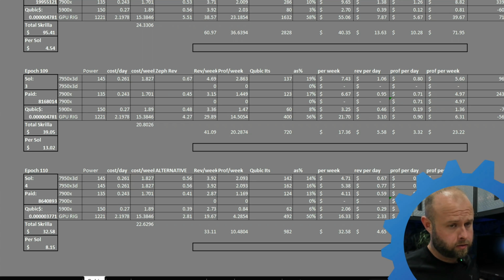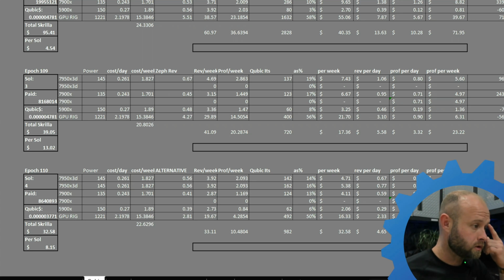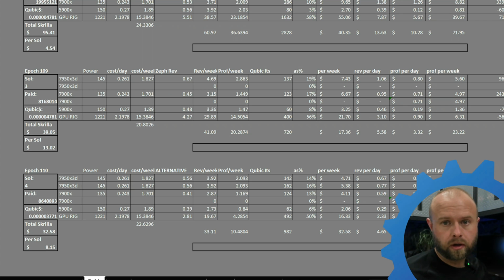If you're unfamiliar, Qubic is a CPU, GPU mineable coin, mainly CPUs, and you only get one payout per week. It's based on the number of solutions that you get, and it's very luck-based. You don't know what the payout's going to be because your total solutions are based on everyone else's solutions, and then you get a payout at the end of the week.